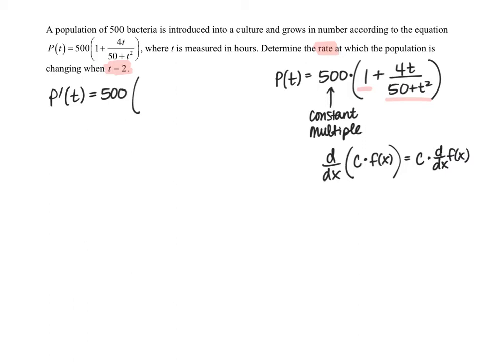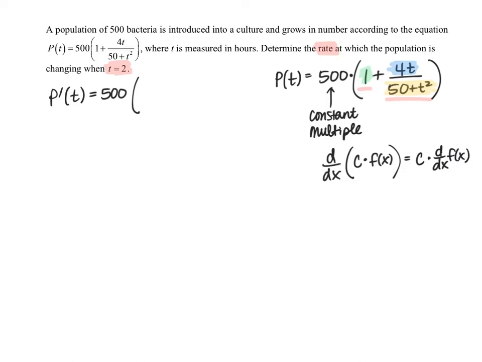So starting with the 1, remember, the derivative of a constant alone is just 0. So the derivative of 1 will be 0. But the derivative of the quotient, the 4t divided by 50 plus t squared, requires the quotient rule. So we are going to use the quotient rule next. And we have the function in the numerator, which is our 4t, and the function in the denominator is the 50 plus t squared.